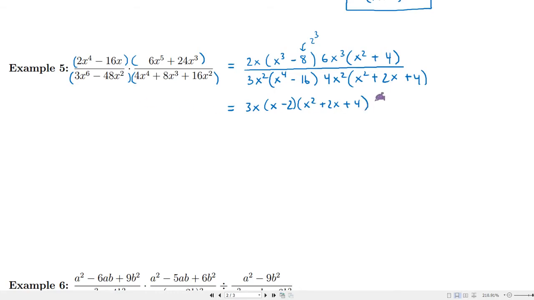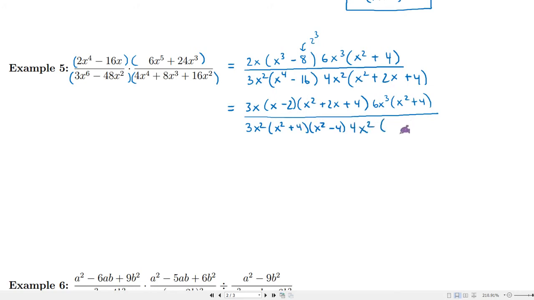And then this 6x cubed, x squared plus 4. We're not going to be able to factor this anymore. We can only factor if it's a difference of squares, right? 3x squared, but then here, this is a difference of squares. This is x squared plus 4 times x squared minus 4, right? This is x squared squared, and this is 4 squared. So that's why we would get this. We have 4x squared, and then x squared plus 2x plus 4.